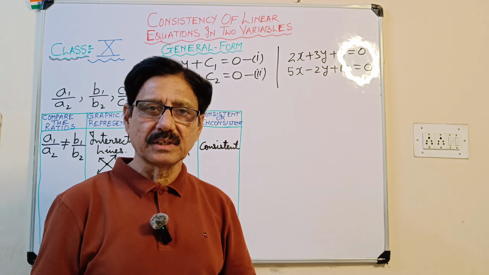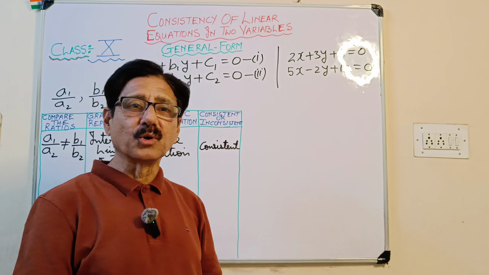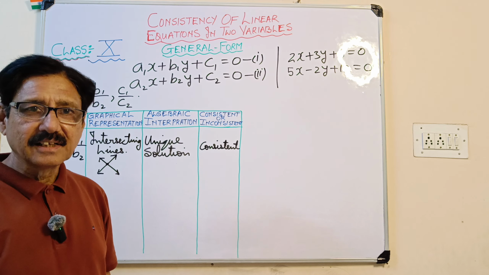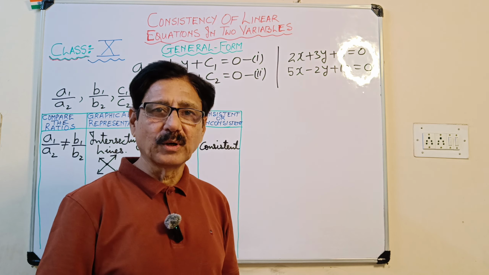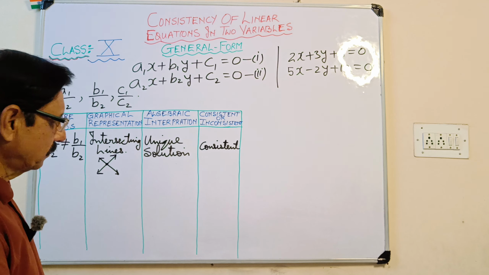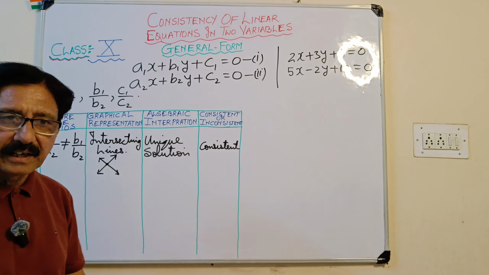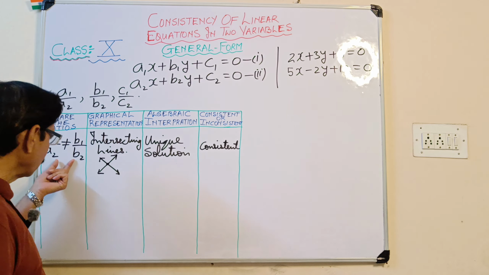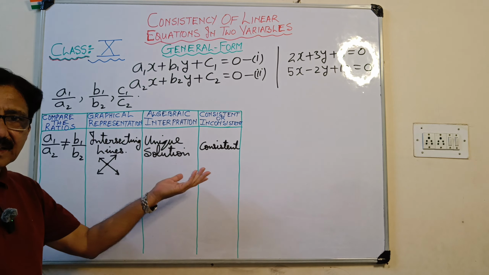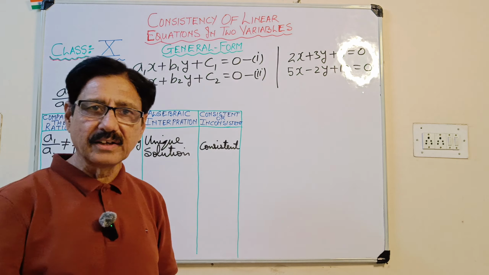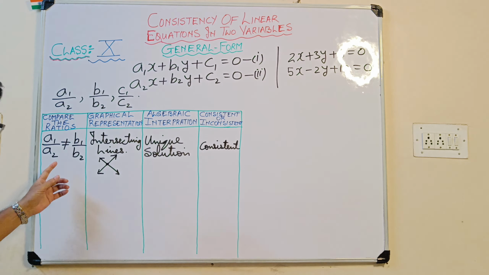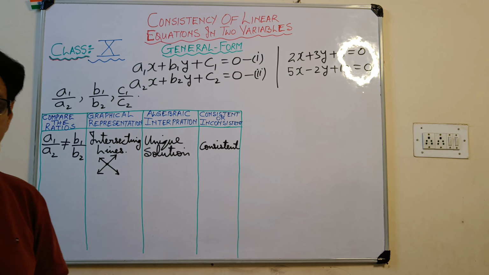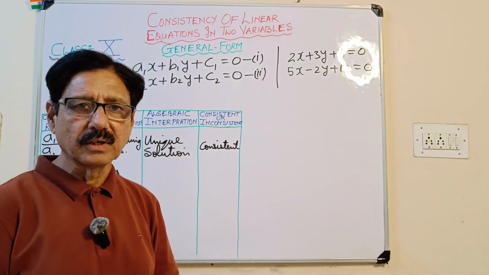Many times I have seen in the board exam, they ask a question where there is no solution, and students, without checking the consistency, start solving it by whatever method they have asked, such as elimination, and in the end they do not get the solution. They waste their time, because if in the beginning you check consistency and there is no solution, why waste the time? Directly you can write, because a1 by a2 is the condition we write for no solution. If that is fulfilled, directly you can say there is no solution.